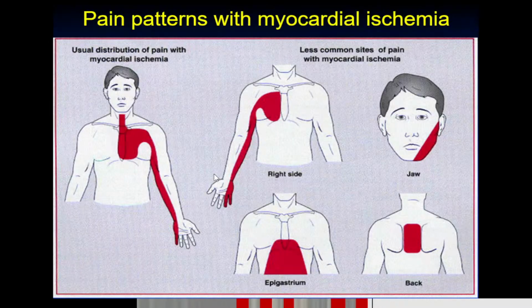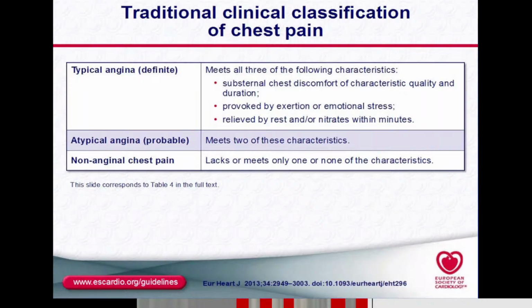Well, you see here the pain patterns with myocardial ischemia. On the left side, you see the typical usual distribution of pain associated with myocardial ischemia. And on the right panel, you see the less common sites of pain with myocardial ischemia. So not so typical localization of the pain, but we have to take into account at last the more typical presentation of chest pain. You see here the traditional clinical classification of chest pain.